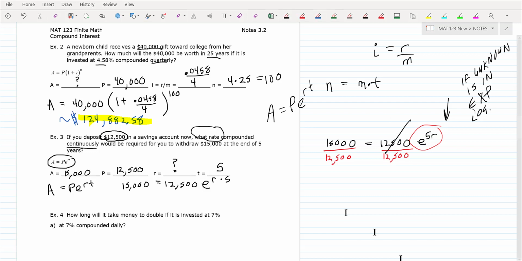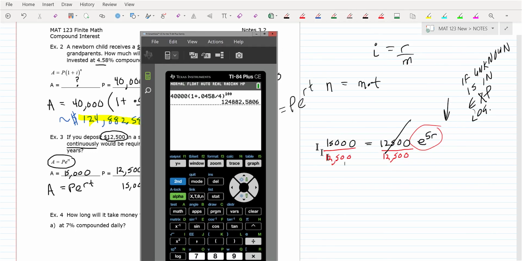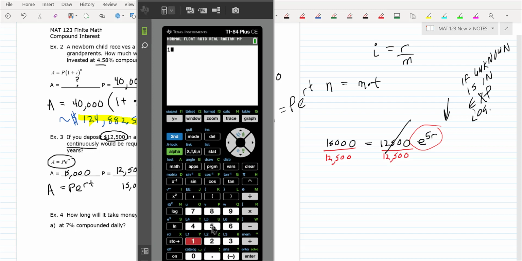You can go ahead if you want to and use your calculator to do this value right here. You can wait till the very end. I usually wait till the very end, but let's do it this way for now. Just use all the decimals that come out on your calculator. So I'm going to do 15,000 divided by 12,500. That'll give a decimal that terminates. So you get this. That's how you start.